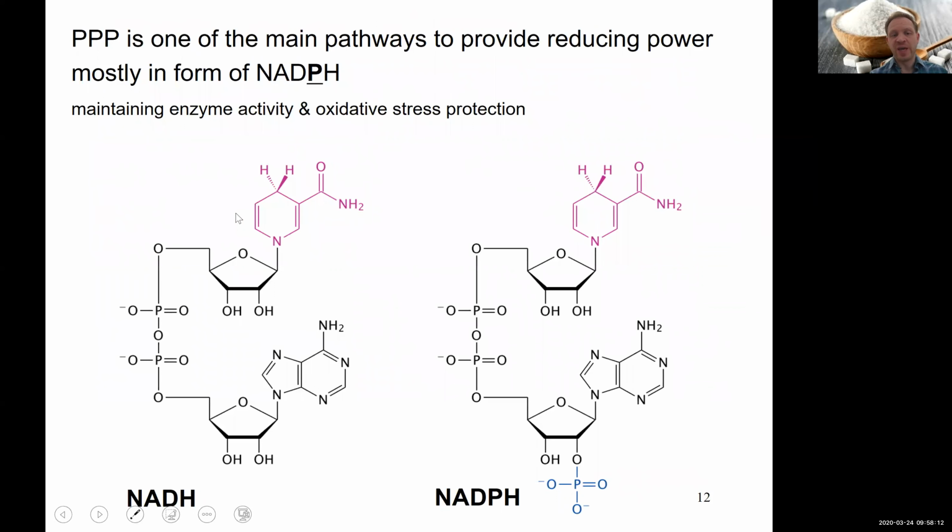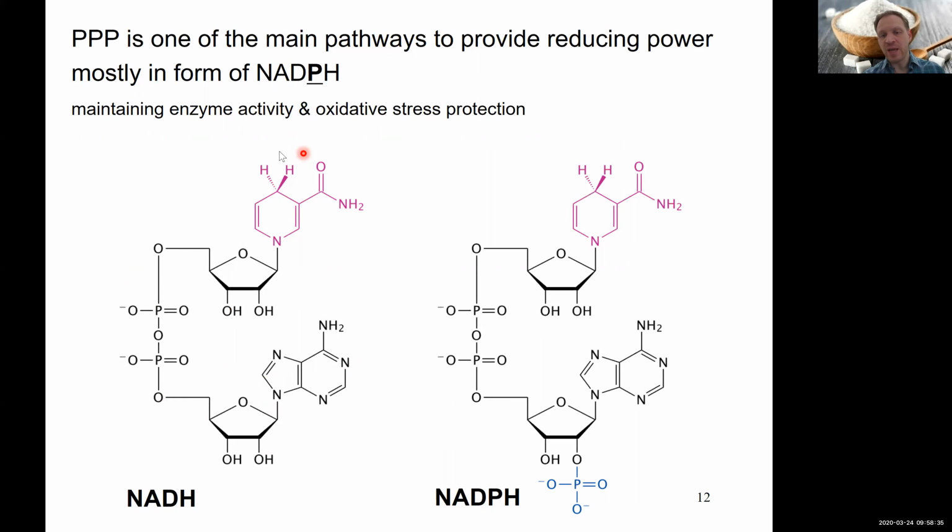Let's start with NADPH. What does it look like? This should look familiar to you. Right here on the left, we have our NADH molecule. Again, our nucleotide backbone here. You have your nucleotide base. You have your sugar backbone, the phosphoryl groups, another sugar attached to your niacin, vitamin B cofactor part.